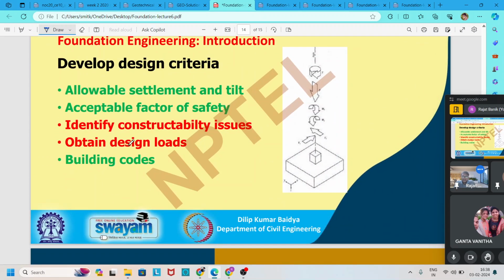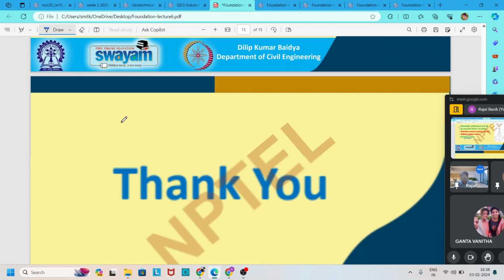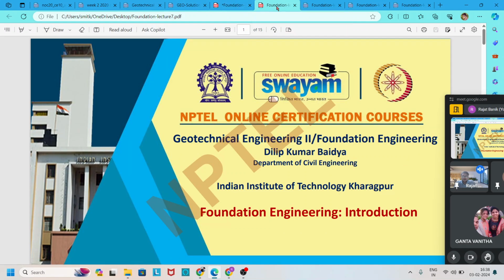Then for design criteria, we have to address the allowable settlement or tilt, acceptable factor of safety, then also identify the construction issues, obtaining the design load and maintaining the building codes. So now we move on to lecture 7 in week 2.